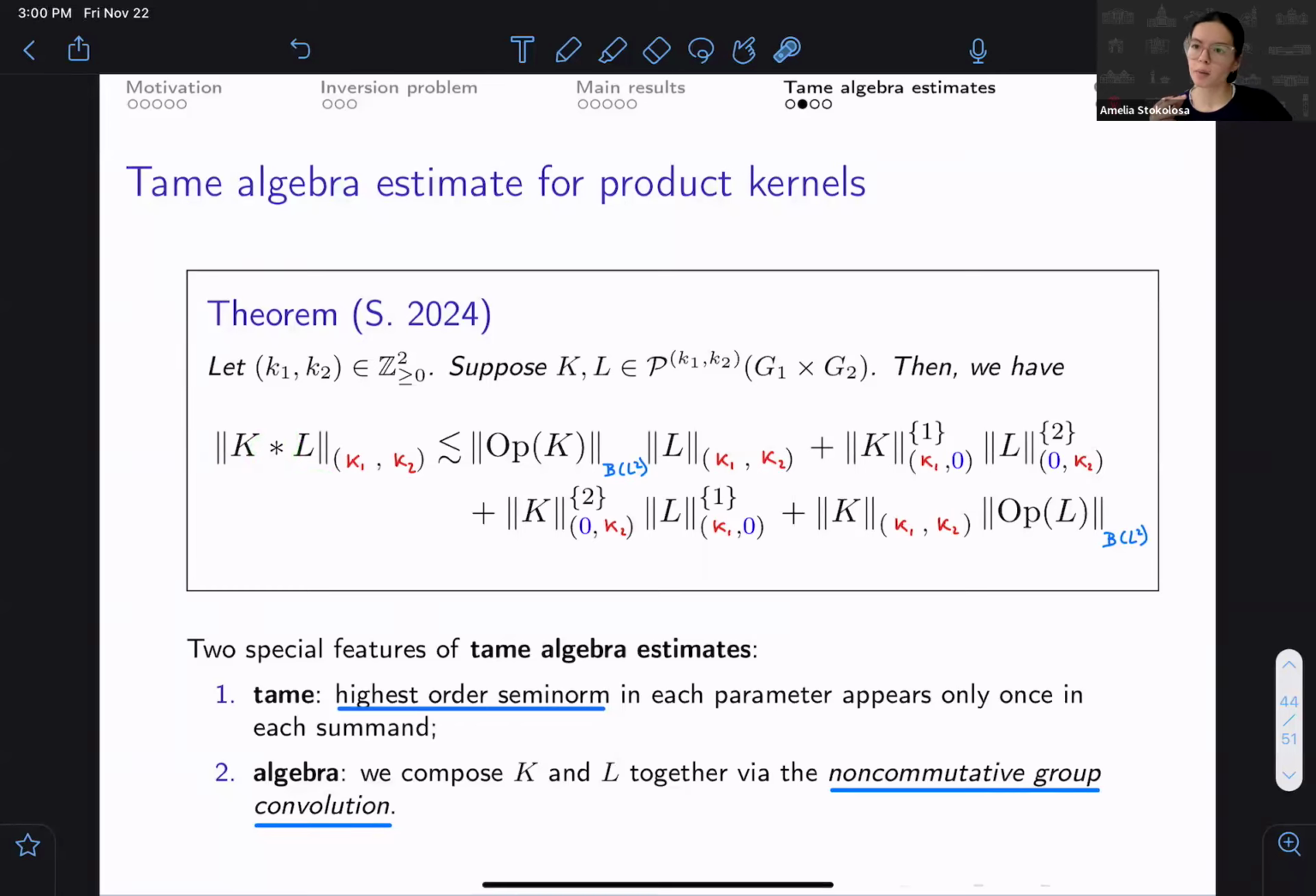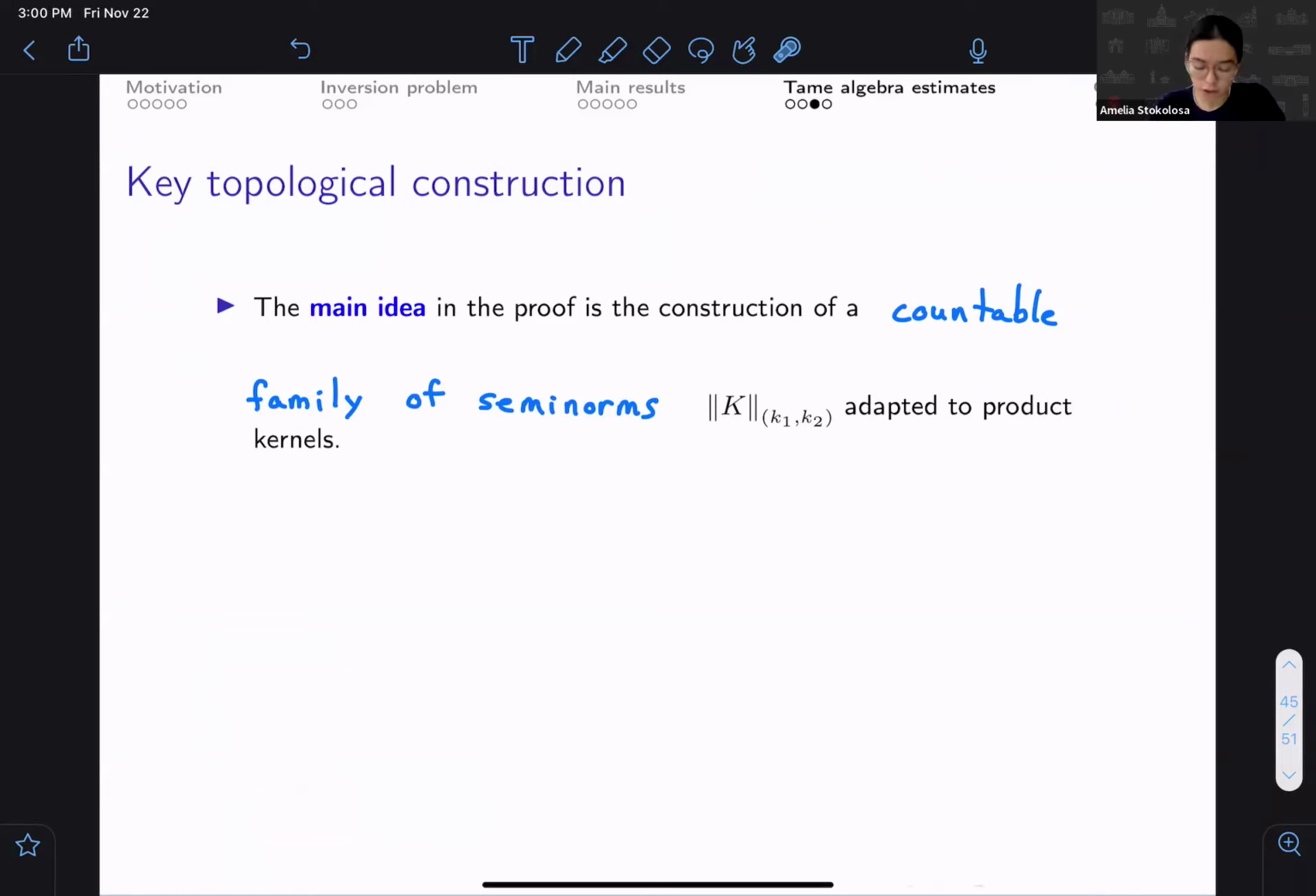To obtain this Tame algebra estimate, I hinted at this earlier on. The main idea in the proof is the construction of a countable family of seminorms, which I'm denoting as follows here, which are adapted to product kernels. And I also obtain a countable family of seminorms adapted to flat kernels. But let's focus on product kernels here.